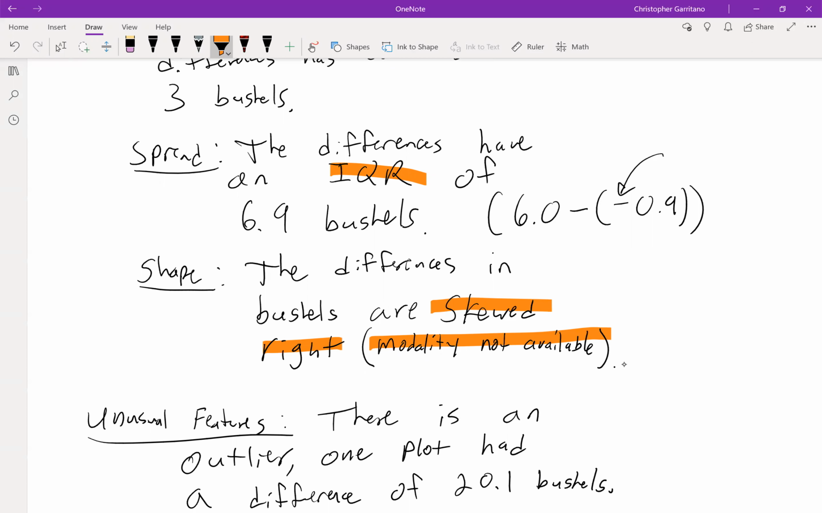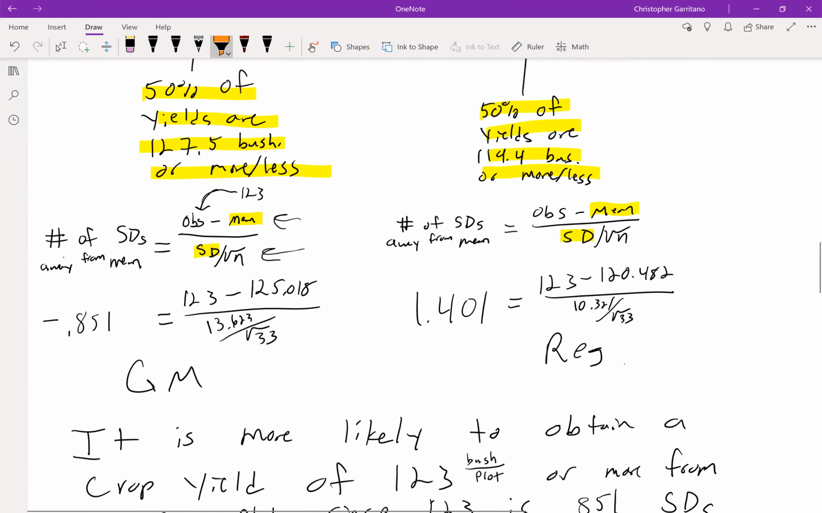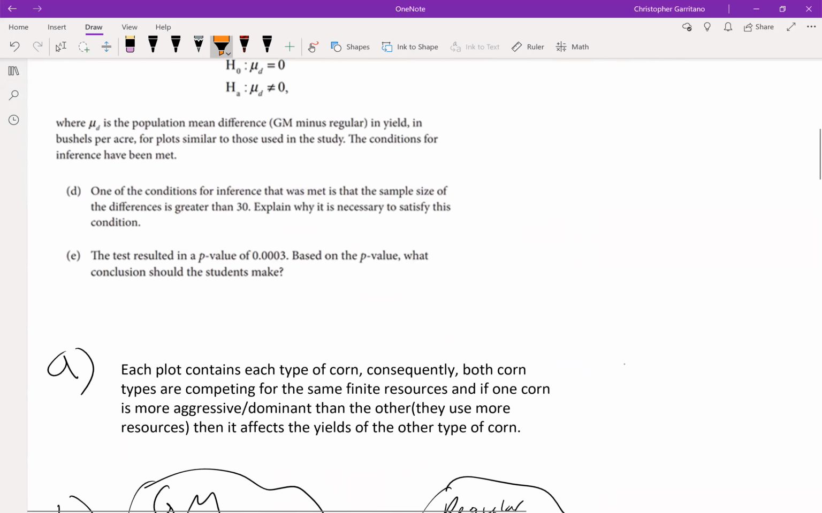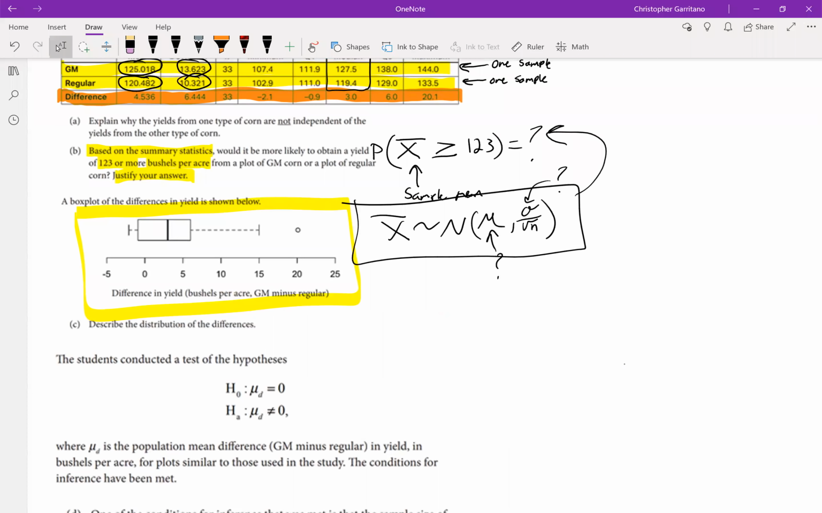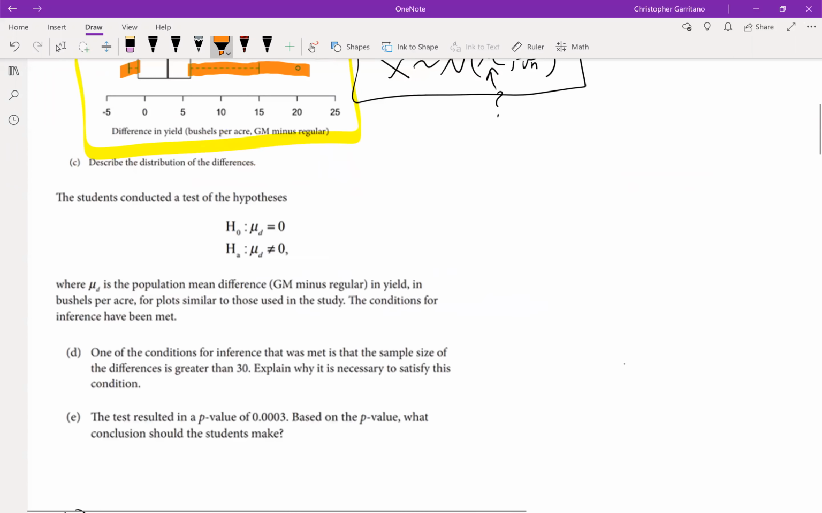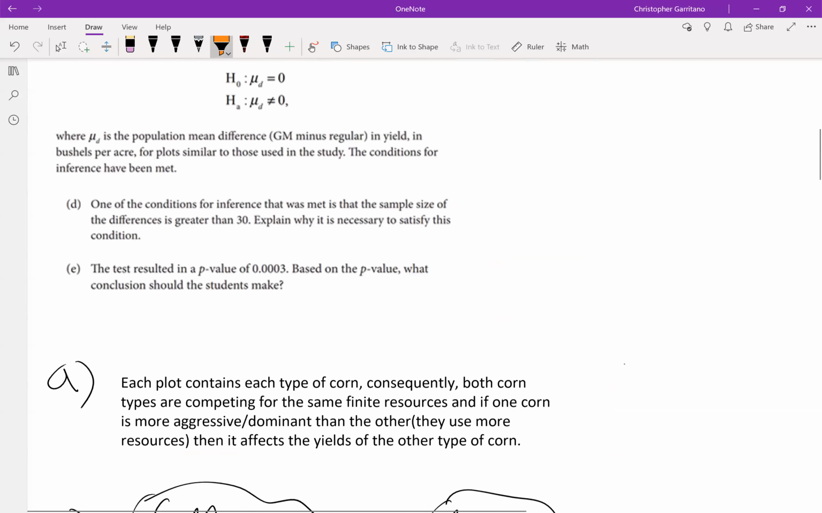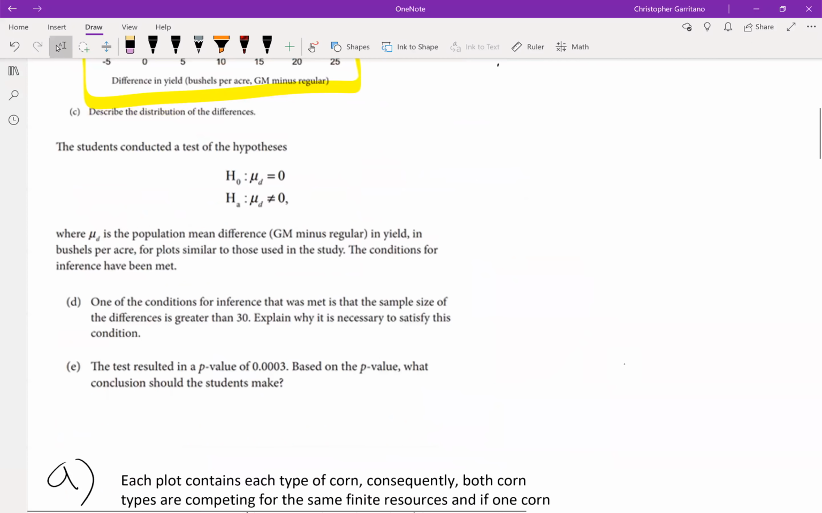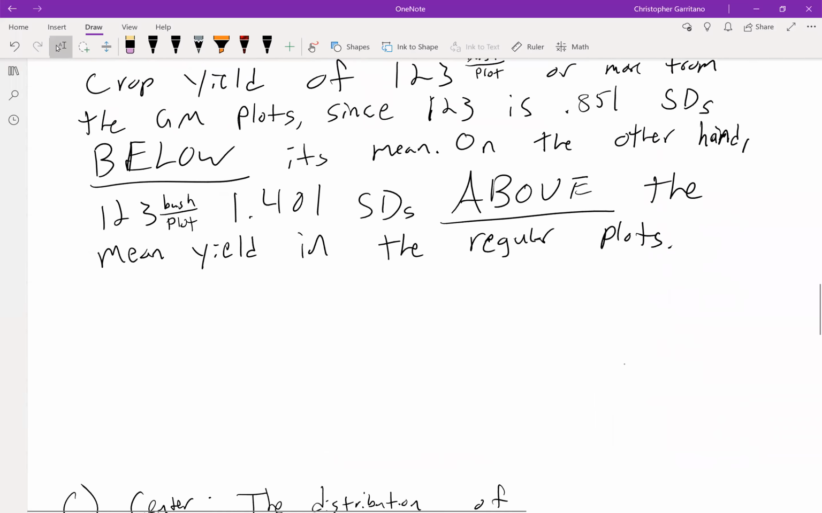I saw a few people ask, how can we tell about skewness? When we're looking at a box plot, it's all about the whiskers, right? So if we have this, as you can see, this right whisker is a lot longer than the left whisker, and that implies that this distribution of sample differences is skewed right.